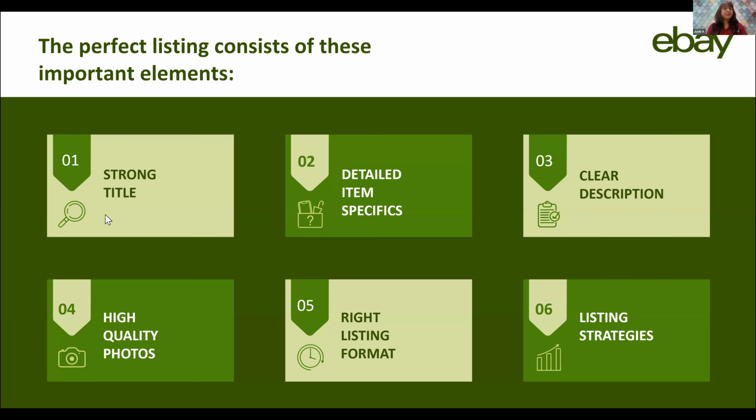A perfect listing consists of important elements such as a strong title, detailed item specifics, clear description, high quality photos, right listing format, and listing strategies. So, let's now talk about all these elements in detail. The first one being a strong title.